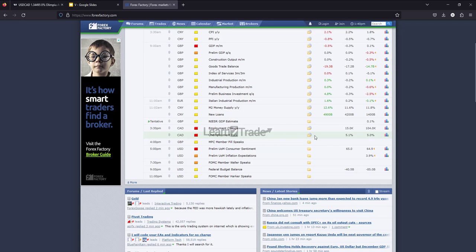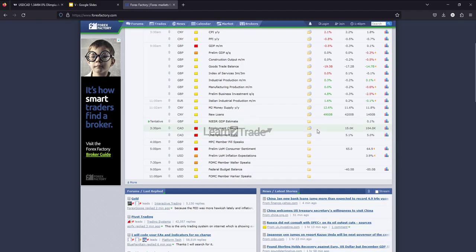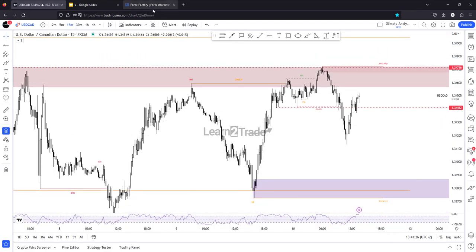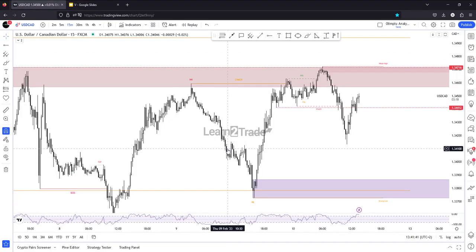So if the economic data comes in line with expectations or worse than expected, then probably the Canadian dollar could lose some ground. But if the US data comes in better than expected, maybe then the Canadian dollar could take the lead in the short term. Also, don't forget that later we'll have the prelim University of Michigan consumer sentiment. This is seen as a high impact event as well. Also prelim University of Michigan inflation expectations. But consumer sentiment could really shake the markets and could be decisive in the short term later today.